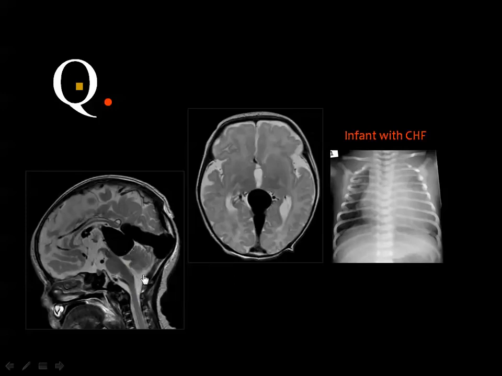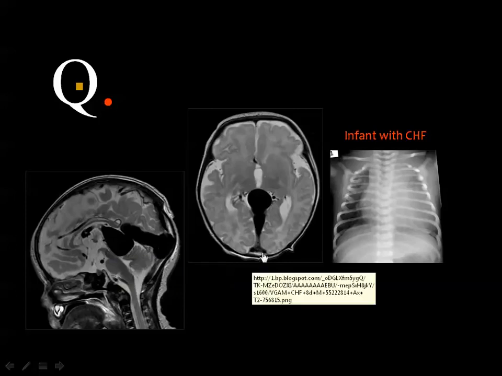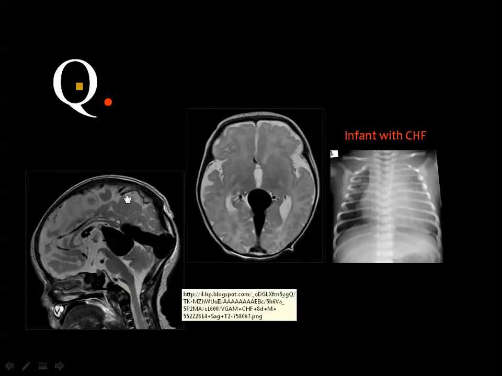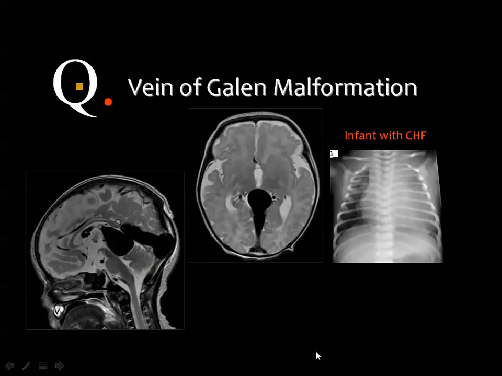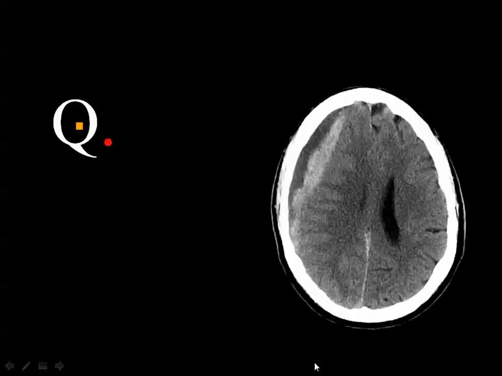This vein is draining through the straight sinus to the confluence of the sinuses, then to the superior sagittal sinus. Then, because of the high flow, you get a signal void appearance, as you can see here. This may be diagnosed as vein of Galen malformation, but you know that this is not the vein of Galen itself.